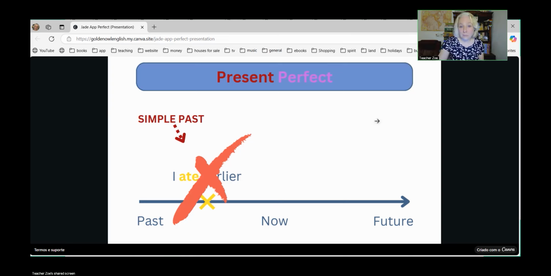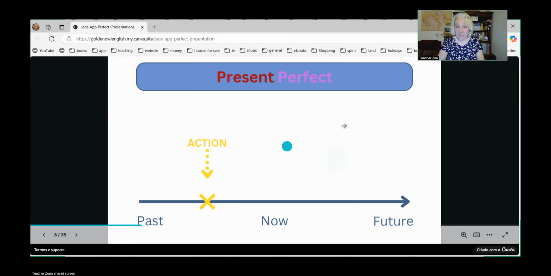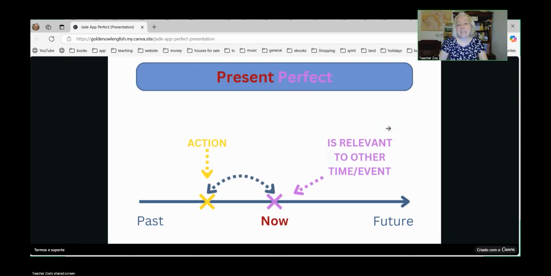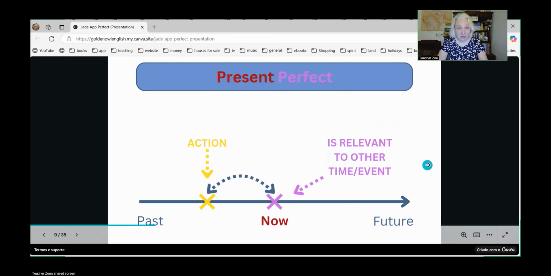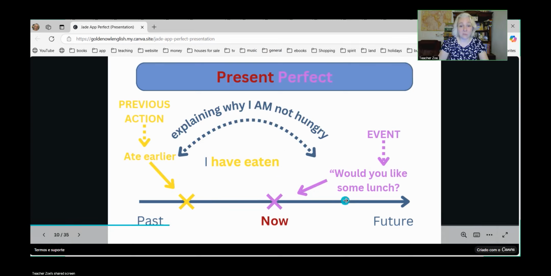But when we talk in the perfect tense, we're giving more information. So we have this action in the past the same, but we're describing it as I have eaten. And by saying that, we are showing that it's relevant to another time and event. And because it's the present perfect, we know that the relevant time or event is now in the present.